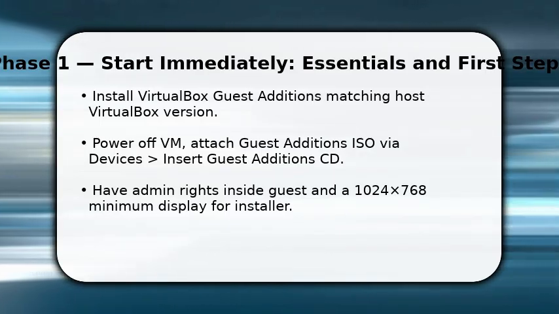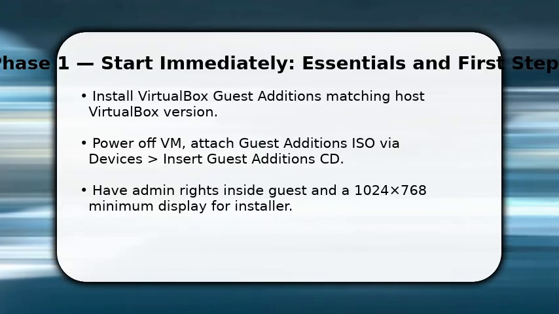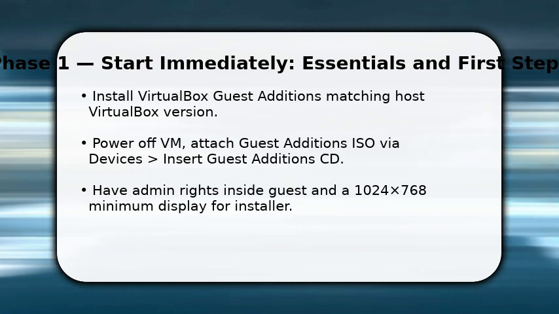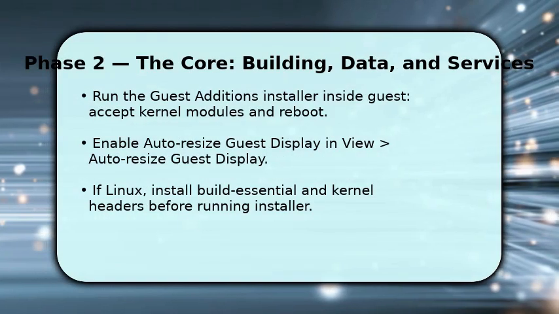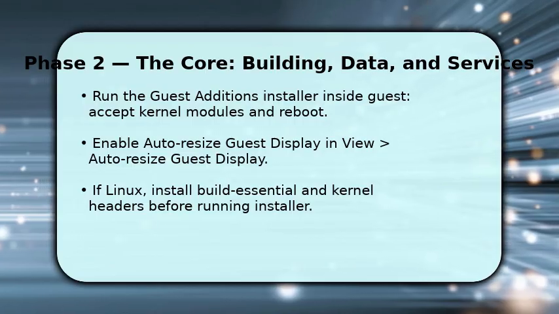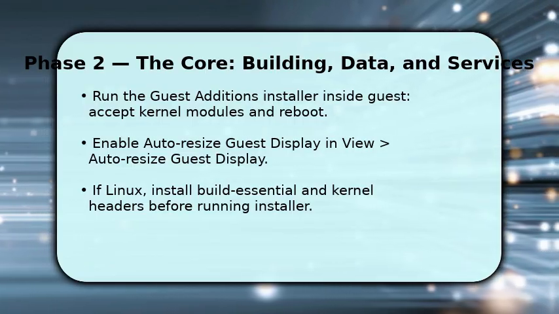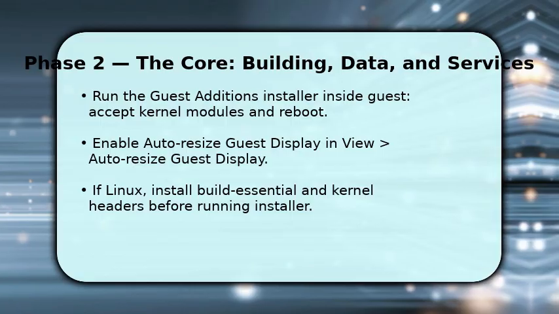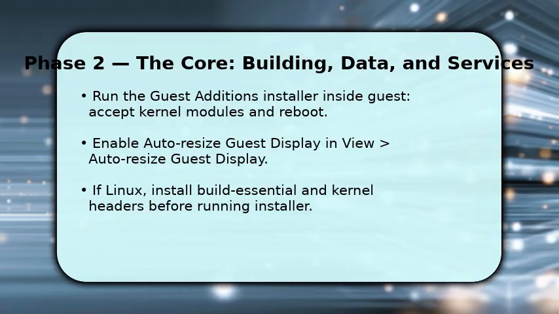You run the guest editions installer inside the guest, because this installs the video driver and the guest services that allow dynamic resizing. That is the only reliable method. Now, inside the guest, execute the mounted guest editions installer as administrator and accept prompts to build kernel modules. If you run Linux, install build essential and kernel headers first so modules compile.